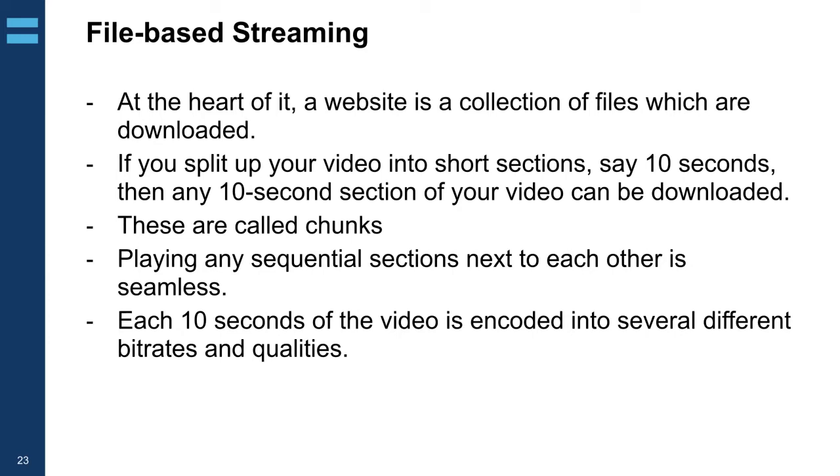All we need to do to simulate having a stream is just download chunk after chunk. As long as they're next to each other, we can play them seamlessly together, and it will be as if we've pulled those in. We've requested each one of those, so it's come through our firewall, but it will be just as if it was being streamed to us. Each 10 seconds of the video is encoded several times into different bit rates and qualities. These chunks all represent that same 10 seconds, but they'll be different sizes, because we might make one HD, we might make one SD, so there's less information to encode. It's going to be smaller.